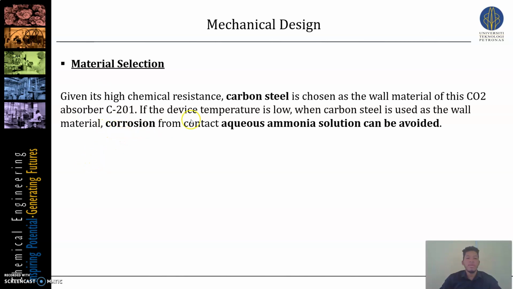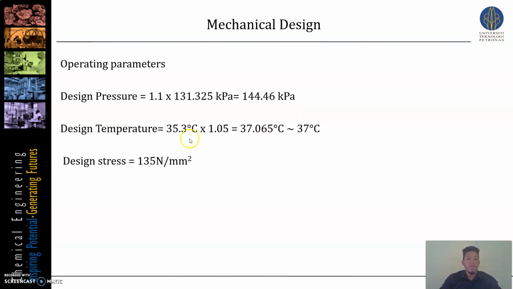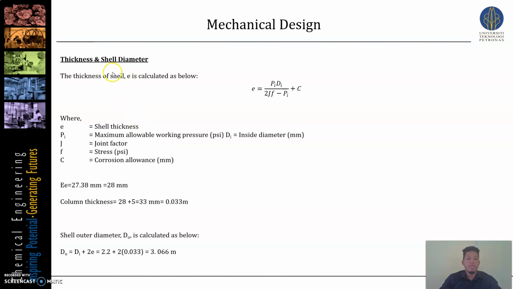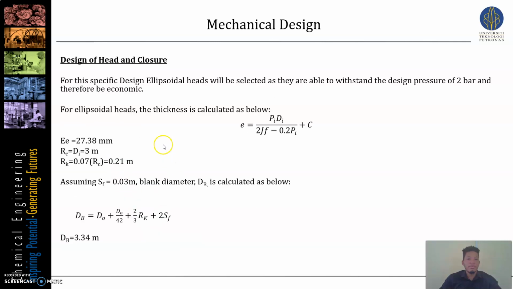For mechanical design, the first thing that we did is material selection, and we chose carbon steel because it is highly resistant to corrosion that can be caused by ammonia solution. Then we proceed to the operating parameters, which are design pressure and design temperature. Design pressure is 10% more than operating pressure, and the design temperature is 5% more than the operating temperature. The design stress was found in the literature. Then we proceed to the thickness and shell diameter, and these are the values that we found.